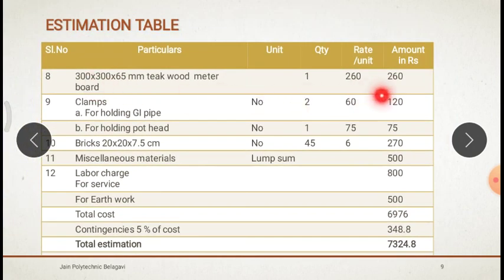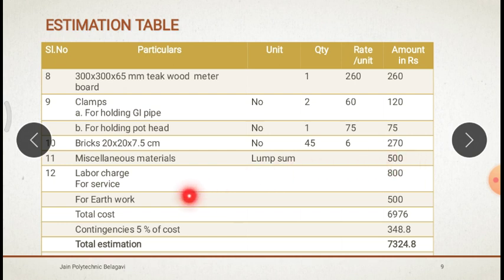Next, the meter board is 260 as usual. Clamps for holding the GI pipe, we require 2, so 1 for 60, 2 for 120. The holding potted, 1 we require, is 75 rupees. Bricks, 1 brick is 6 rupees, so for 45 it is 270 rupees. These are the market rates that I know and have written. Afterwards you can also go and update the rates. Your estimation table may be different and the estimation may differ, no problem, but you have to write the present market rate. And next, miscellaneous materials, 500.